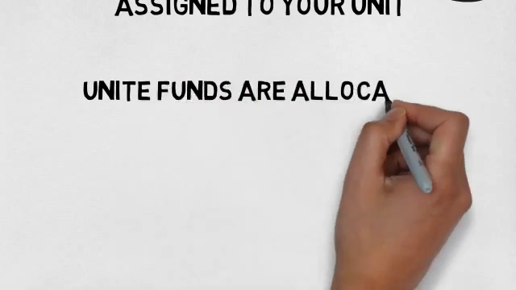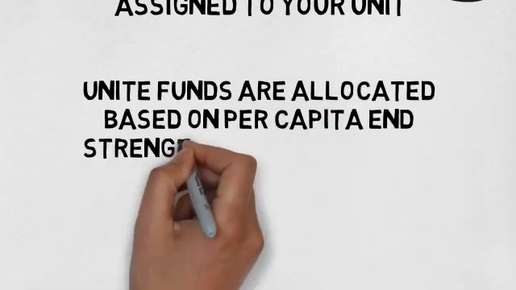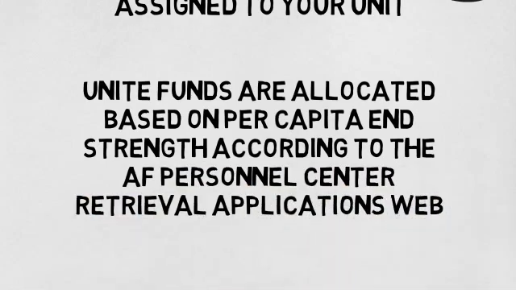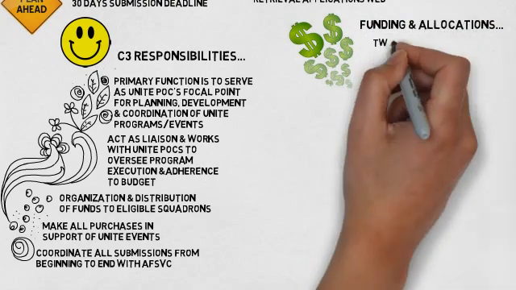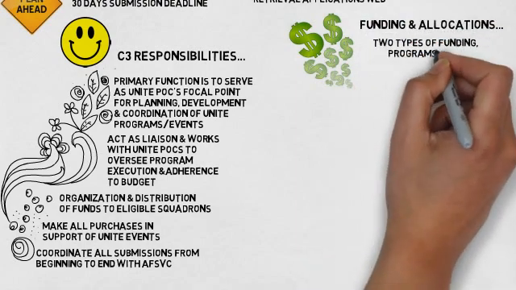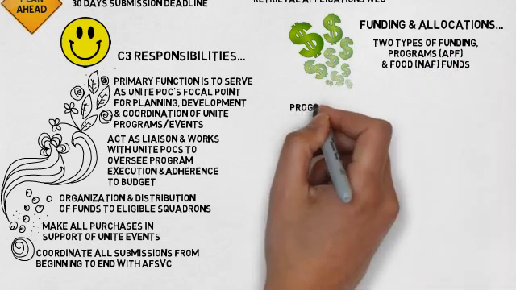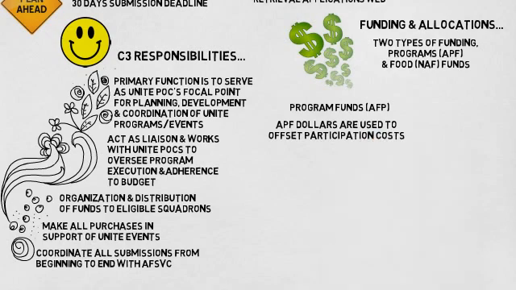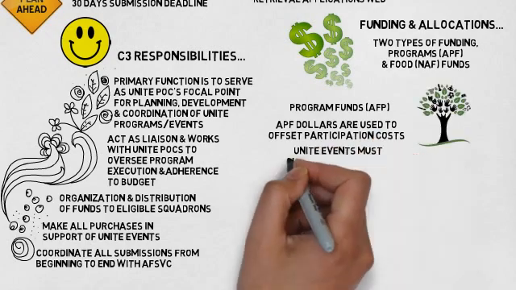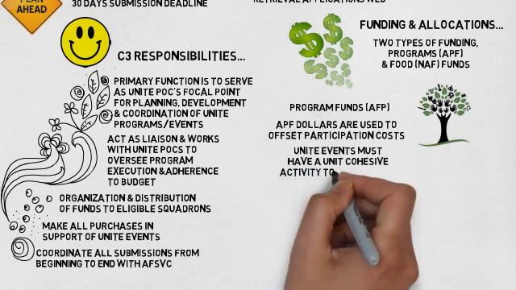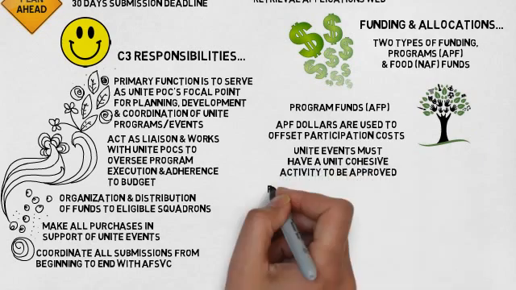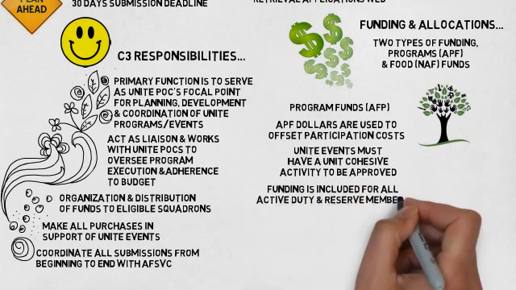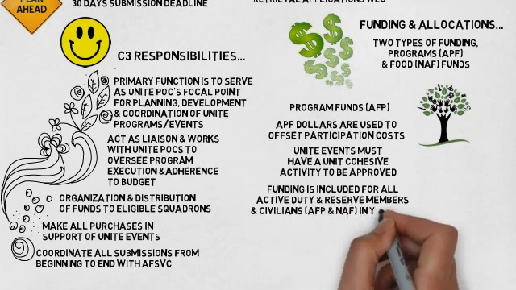Unite funds are allocated based on per capita end strength according to the Air Force Personnel Center Retrieval Applications Web. There are 2 types of funding programs, APF and NAF funds. APF dollars are designated to offset participation costs. Unite events must have a unit cohesive activity to be approved. Funding is included for all Air Force active duty and reserve members and civilians, both appropriated and non-appropriated, in your unit.